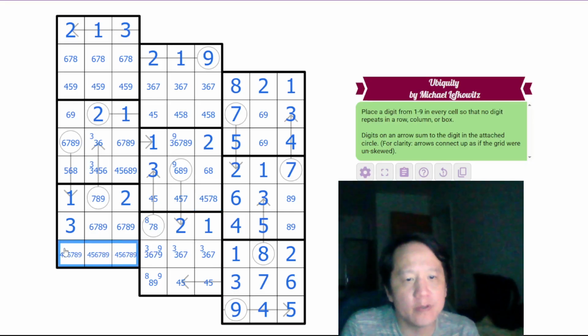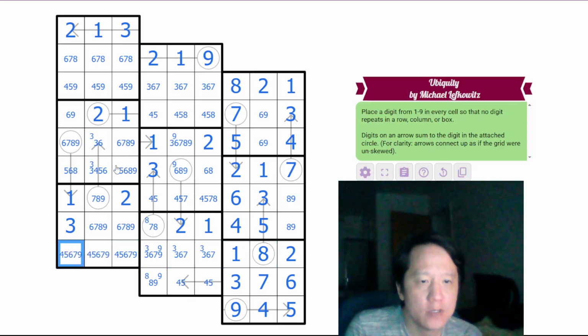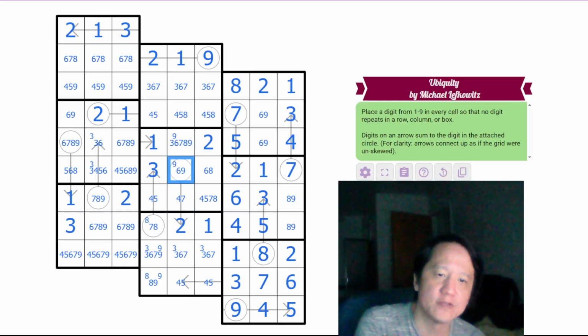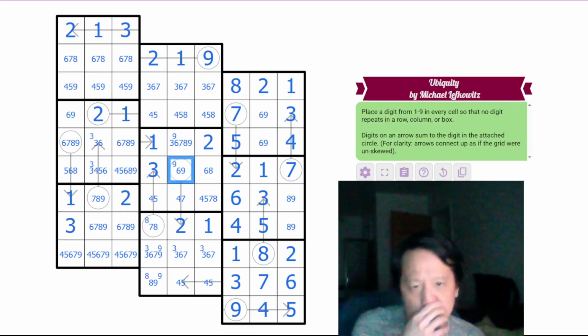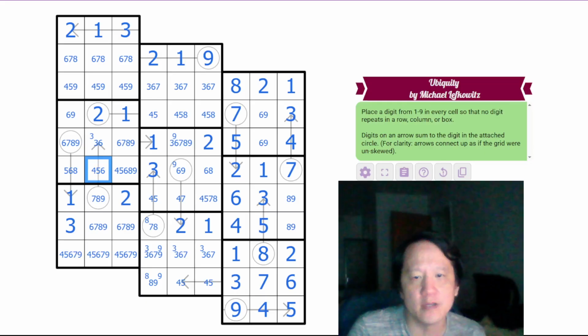8 cannot be here because of the 8 in the row. How did these add up? 2, 4, 6, 2, 5. 8 doesn't work, so this cannot be 5. This can't be 8. Or this could be 8. No, this can't be 8. 2, 4, 6, 2, 7, 9 are the possibilities. 3 eliminates 3 from being here, so this must be 3 here.